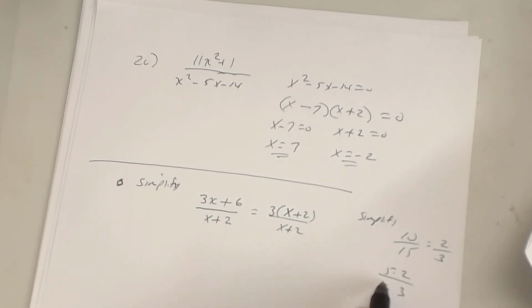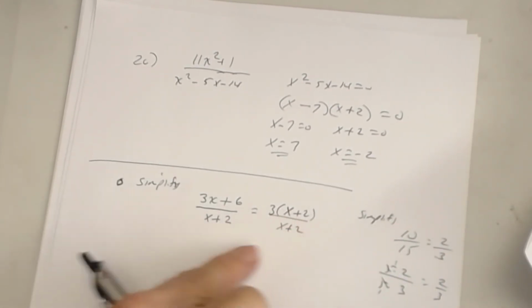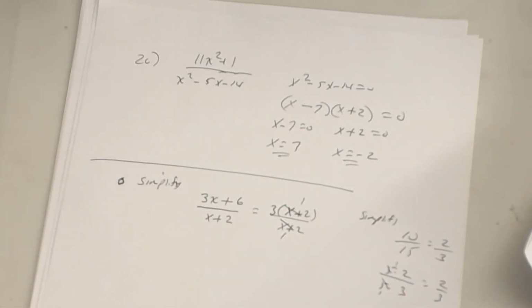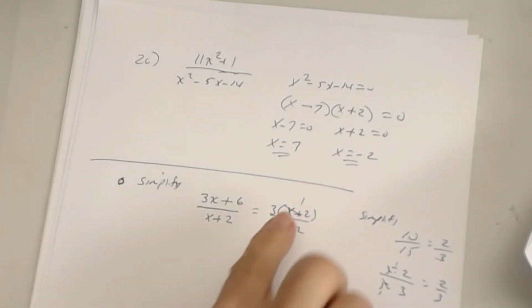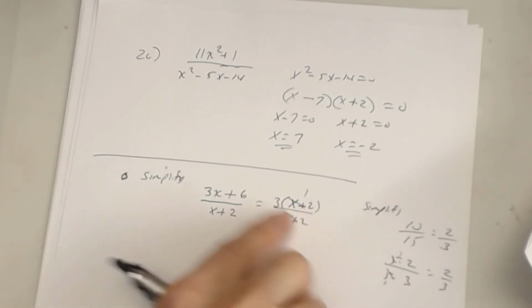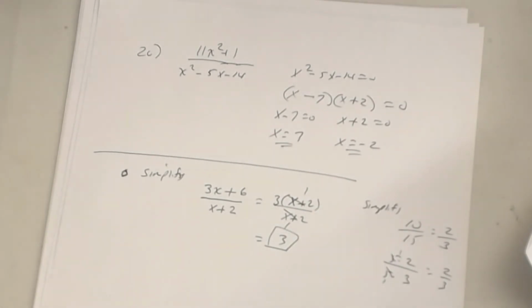And so what did I do here? Divide out the 5s. And you're left with what? 2/3. Same thing here. What do they have in common? x plus 2. So those divide out. Now when I say divide out, they're left with ones in their place, just like these. And so what's the only thing left? 3. So that's the idea we're going to talk about.